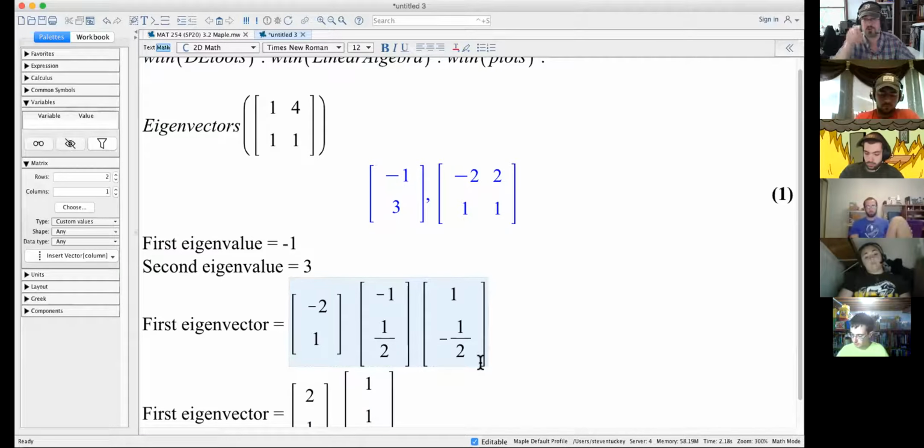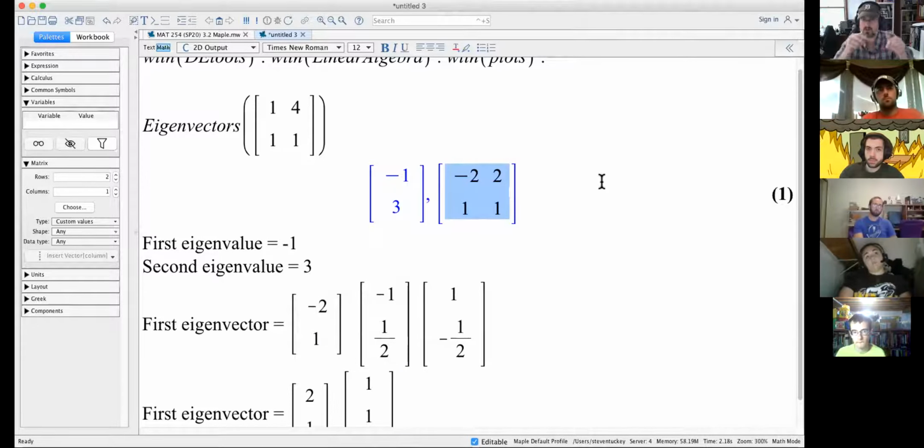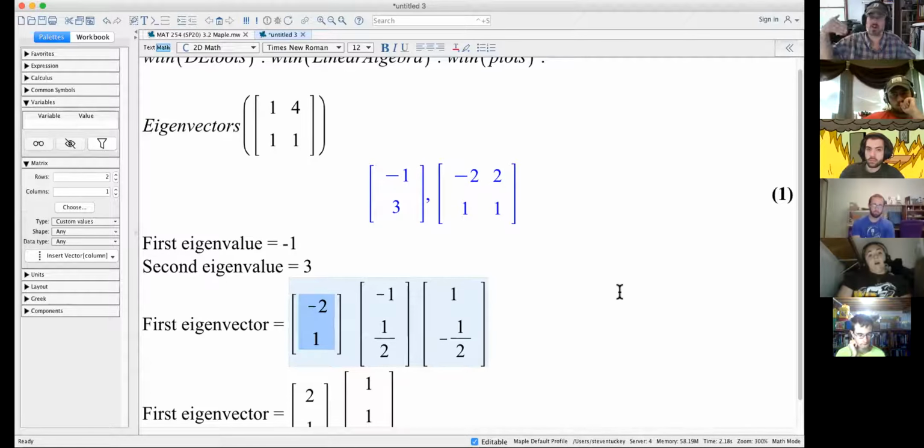As a matter of fact, if you typed this into your Maple, eigenvectors 1, 4, 1, 1, you might get these two numbers in the opposite order. You might get these vectors correspondingly in the opposite order. Sometimes when you solve by hand, you might get this, but you have to realize that it's the same as this when you're checking it in Maple, right? So all we care about is, are they equivalent? Are they pointing along the same line? And in this case, they are.